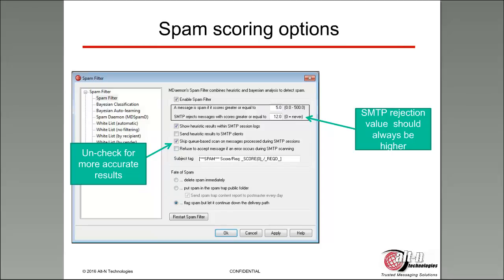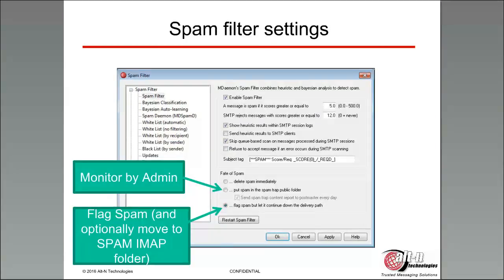One thing to think about is, okay, so do you want to delete the message? Do you want to flag it and let it continue down the delivery path? And we'll talk about those options here. So by default, when MDaemon detects a spam email, it'll flag it and add a spam tagline score to the message subject before allowing it to continue down the delivery path to the end user. Now, in most cases, it's actually preferable to filter messages flagged as spam into a spam trap public folder, which can be monitored for false positives by the administrator. And we'll talk about how to do that later on in this lesson.